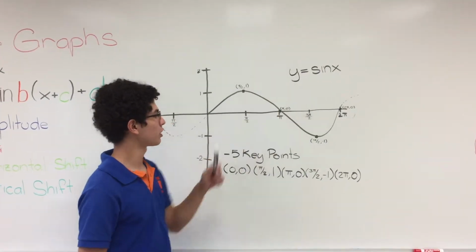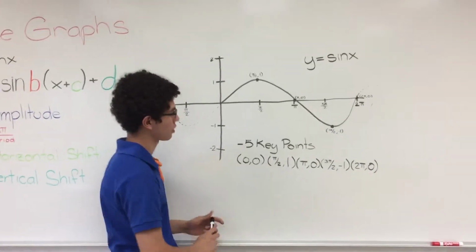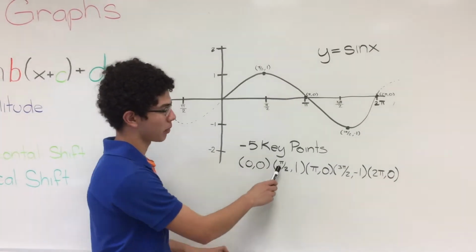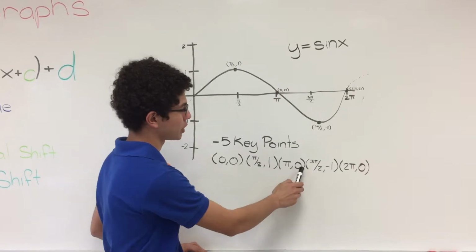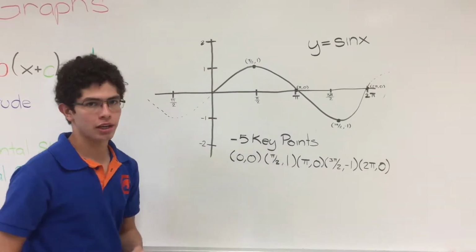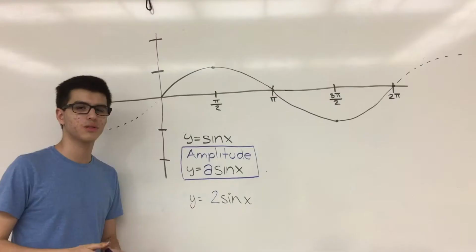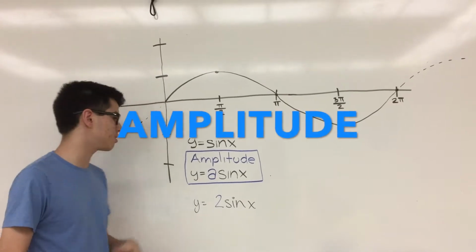This is our simplest formula, and here we can see the graph that this represents. The most important thing is that we have 5 key points, which are (0, 0), (pi over 2, 1), (pi, 0), (3 pi over 2, minus 1), and (2 pi, 0). These are very important key points because with them we can do all the transformations later. So the first element that we will analyze is the amplitude.